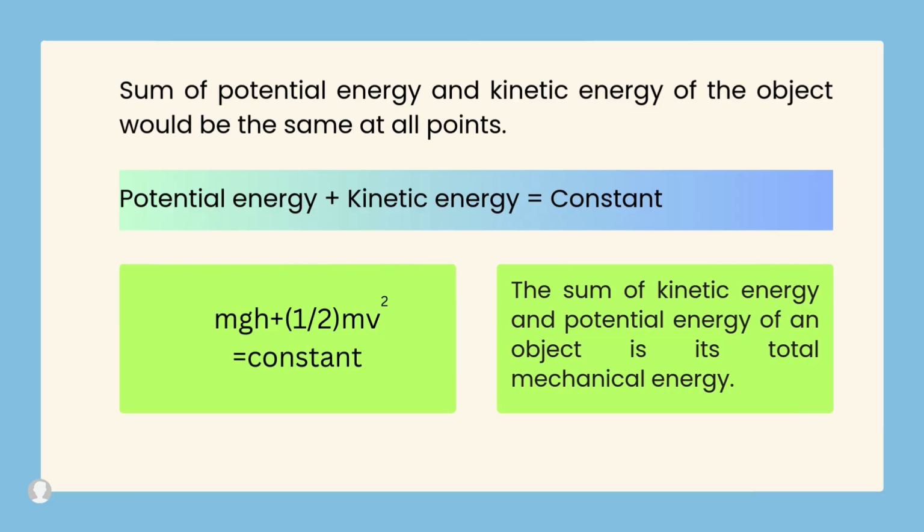The sum of potential energy and kinetic energy of an object would be the same at all points. That means potential energy plus kinetic energy equals constant at all points. The sum of kinetic energy and potential energy of an object is called its total mechanical energy.